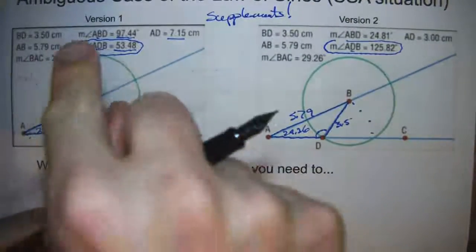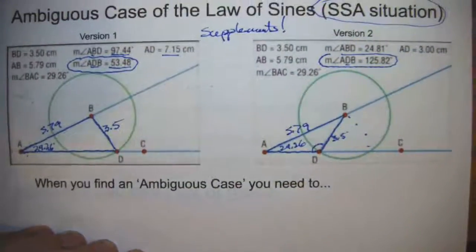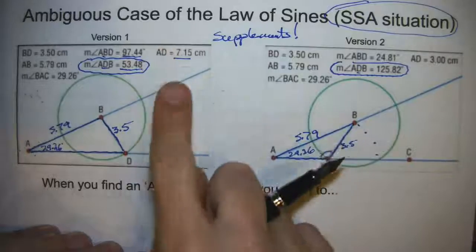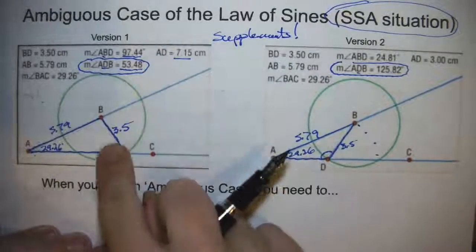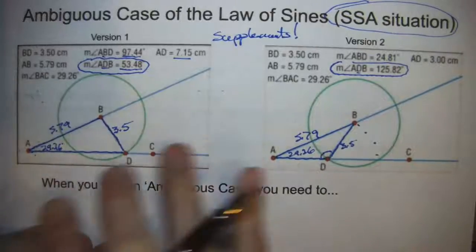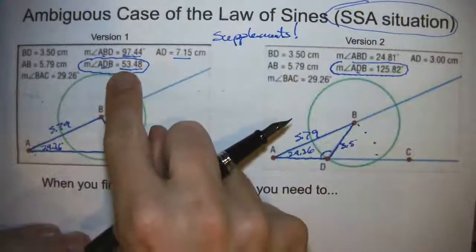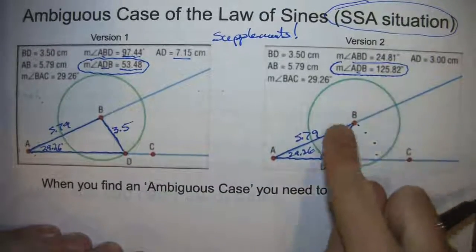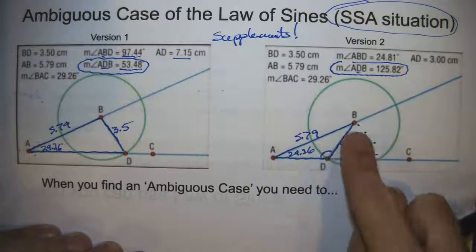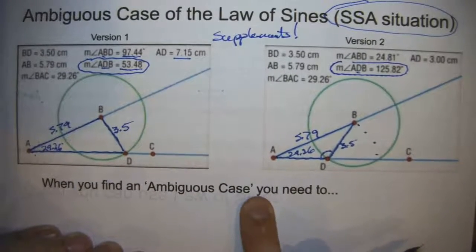Meaning that when I solve for version 1, and if I know I'm dealing with an SSA scenario, I'm going to have to solve it once with this version. So once I get that number, I keep working out to find B, find AD, and finish up. Then I'm going to have to stop, take the supplement, draw a new triangle with that new measurement in, and solve it a second time.